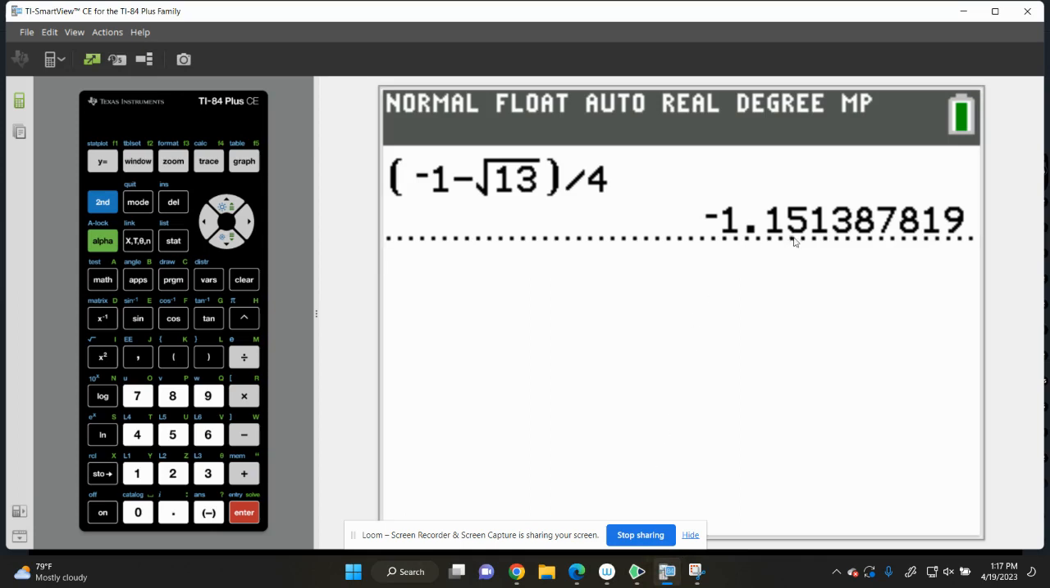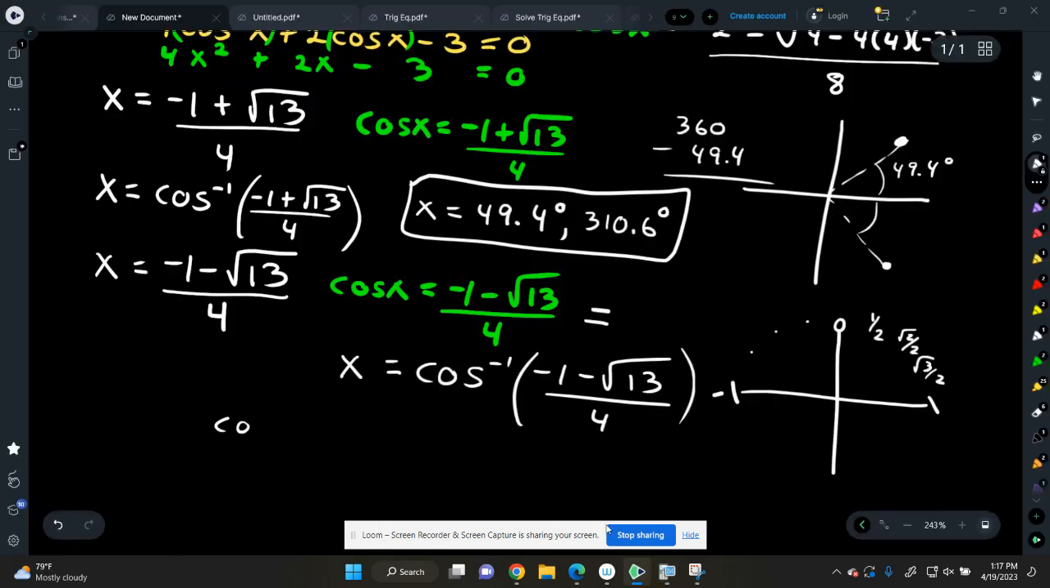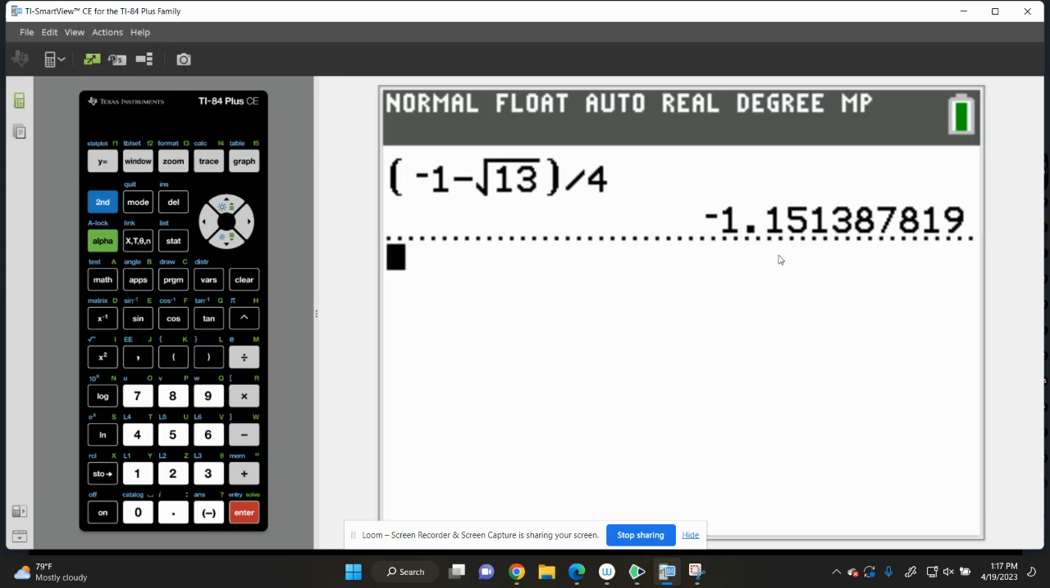Look at this. This is negative 1.15. It's not possible. You're not going to have the cosine of any angle equal something below negative 1. Cosine will always be between 1 and negative 1. So will sine. Sine will always be between 1 and negative 1. Okay? So this comes out to be below negative 1, which means it's not going to work.